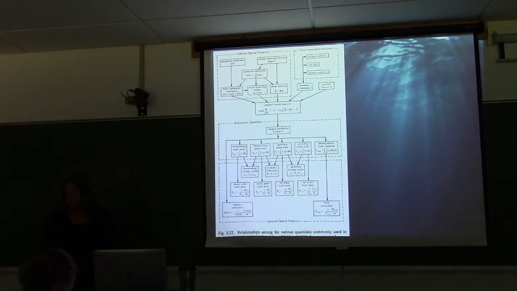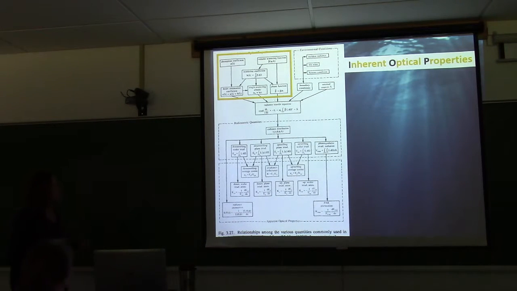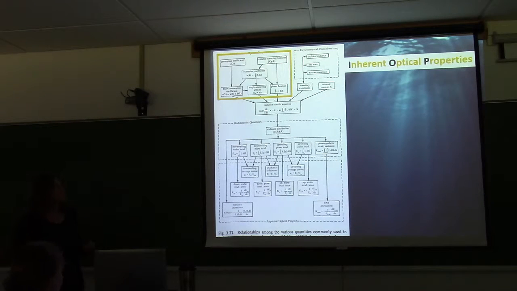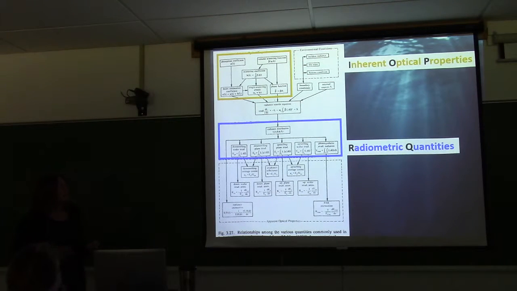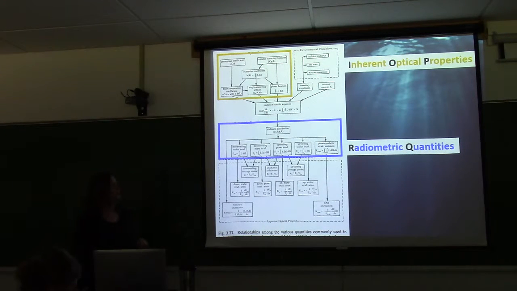So I wanted to start with this figure from Kurt's book, and he already talked about this, where he partitions all of the various optical properties. The first ones that we'll be talking about this week are the inherent optical properties: absorption, scattering, and attenuation. Those are measured properties, and we'll be measuring those properties in lab this week. The other set of properties that you can measure are the radiometric properties, and we'll be measuring those next week. Those are the radiance and irradiance that Kurt just talked about.